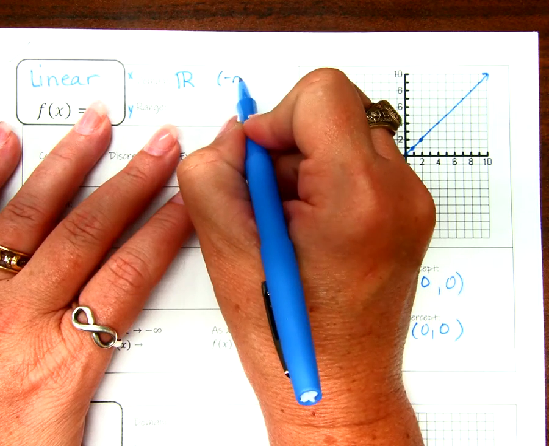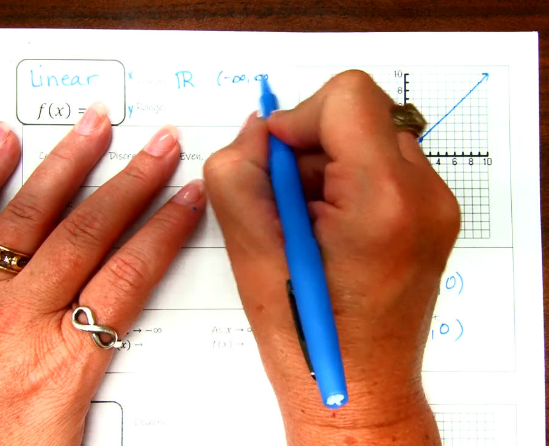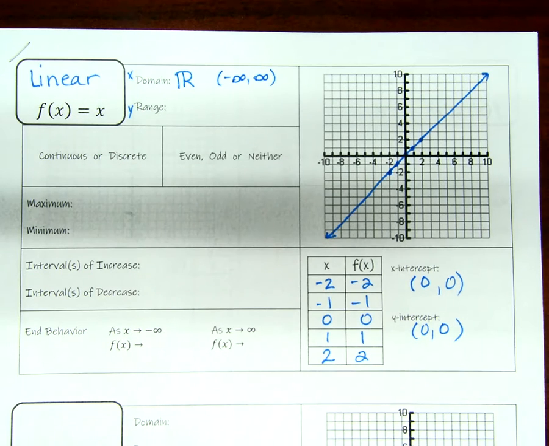You told me it goes all the way to the left and all the way to the right. So I'm saying negative infinity to positive infinity. Okay? So what about the range? If domain is left and right, what is range?